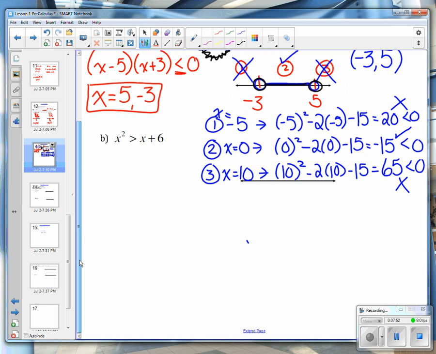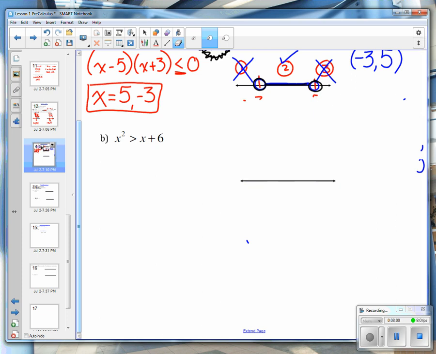So if we take a look at one more example of doing this, I'm just going to get rid of this work for us. So for B, first thing, obviously, we want to set everything equal to 0. So we're going to move everything over. x squared minus x minus 6 is greater than 0. Again, we're going to have to factor this guy. So we know the factors of this that add to negative 1 are going to be negative 3 and positive 2.